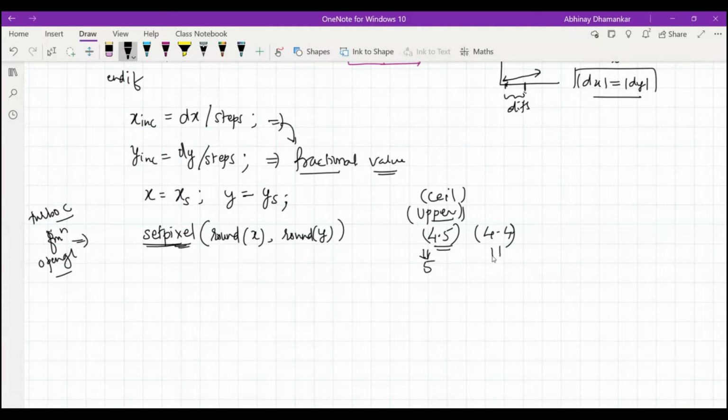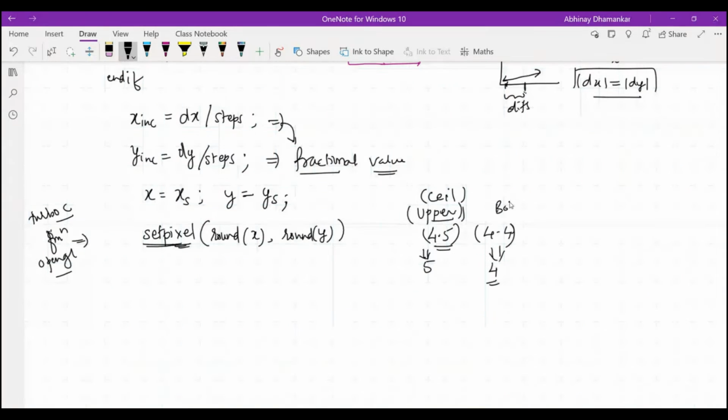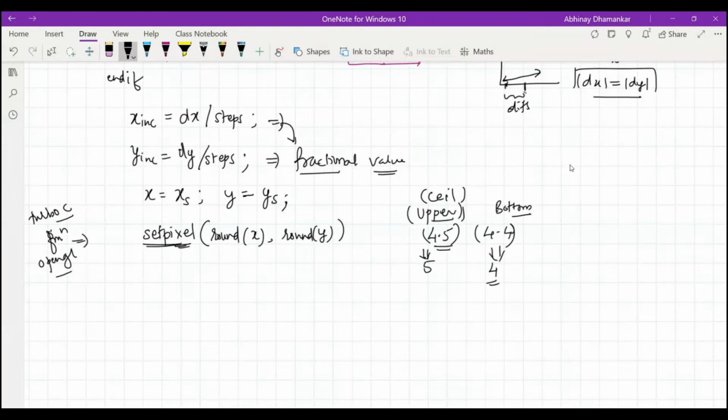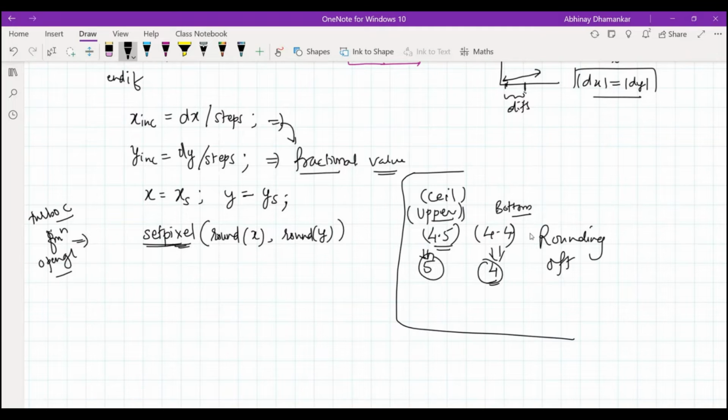And consider 4.4. If you round it off, you will get 4. Okay, and this is called bottom. How did this value come? This value came by using rounding off. So ceiling and upper, this will be done by the round function. And why do we need to round this?